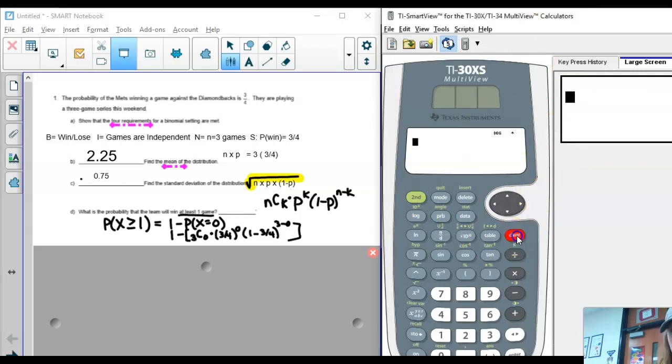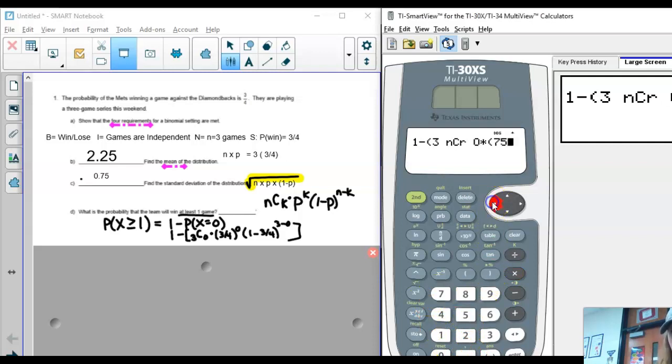What we're going to do right now is clear things out to make it look a little nicer. I'm going to type in 1 minus, and I'm going to make a big parentheses like this. There's our parentheses. And then we have the 3. So 3, I need nCr. So I hit PRB, I go to nCr, which is 2, and then 0. Then I'm going to multiply that by 3/4. So that's 0.75.